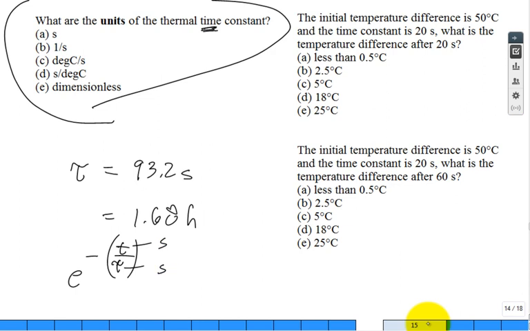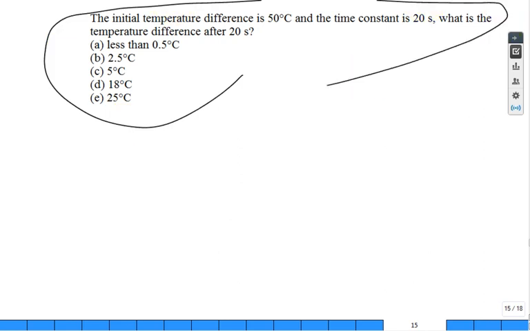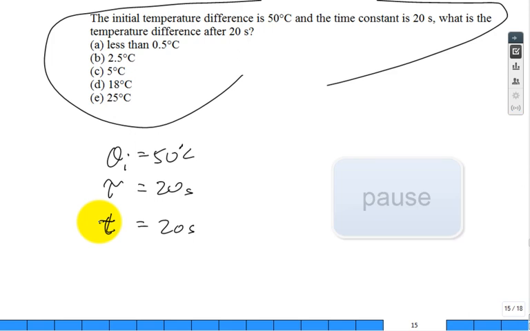I'm going to skip those. Let's see if I like this one. Probably not. Do you want to do this one or not? Okay, we'll do it. The initial temperature difference, theta initial, is 50 degrees C. The time constant, tau, is 20 seconds. What is the temperature difference after time of 20 seconds? After a time period has elapsed of 20 seconds, what is that temperature difference?